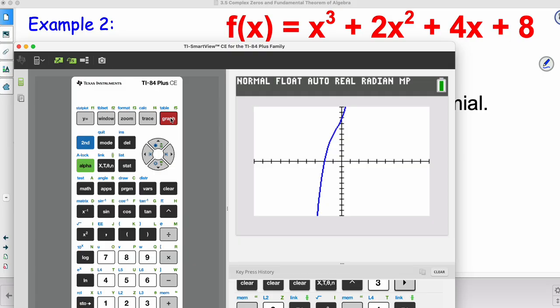If you look at this, how many times does it cross the x-axis? It crosses only once. You have 1 real zero. What's that mean about the other 2? They're probably going to be imaginary, right? So what did we do yesterday? What is my nice real zero here? What's it look like? -2.